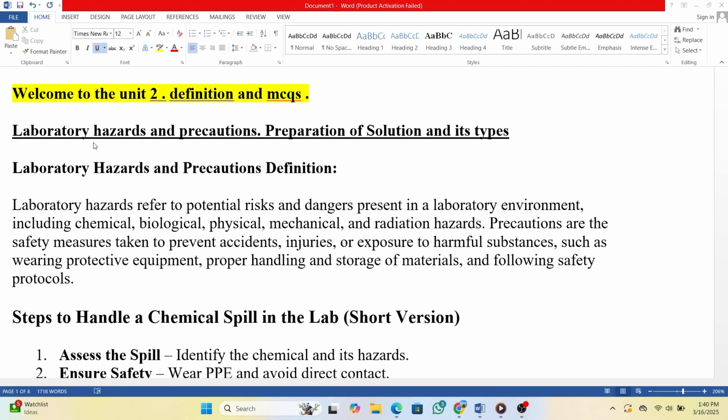Welcome to Unit 2. Definition and MCQs. Let's dive. Laboratory hazards and precautions definition.